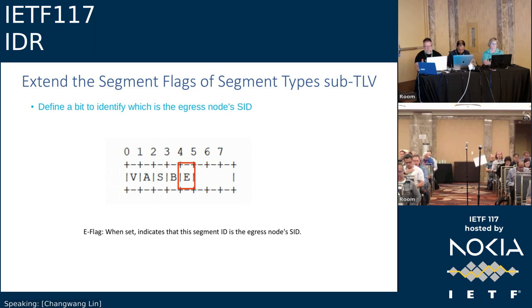Extend the segment flag of the segment type sub-TLV. We define a new bit to identify the SID which is the egress node SID. The E flag, when set, indicates this segment SID is the egress node SID. Next, please.